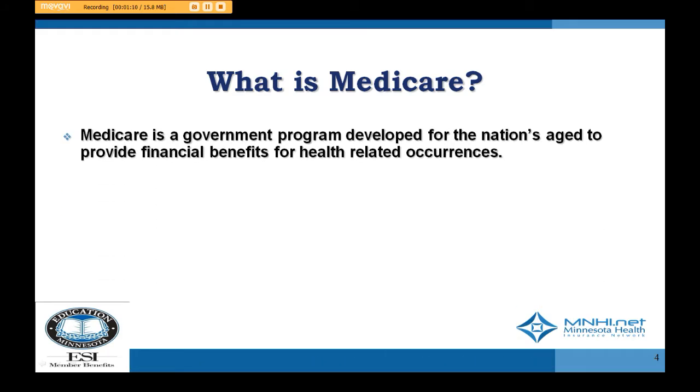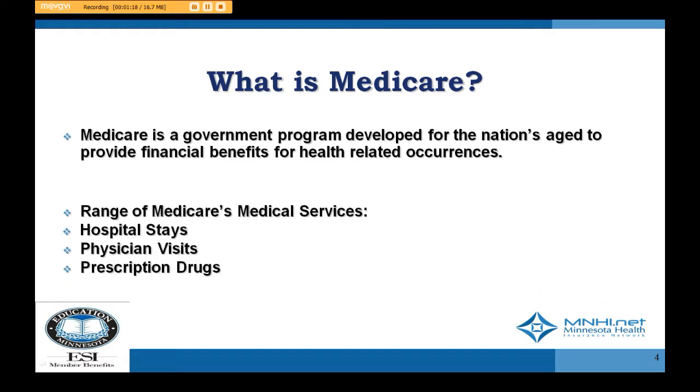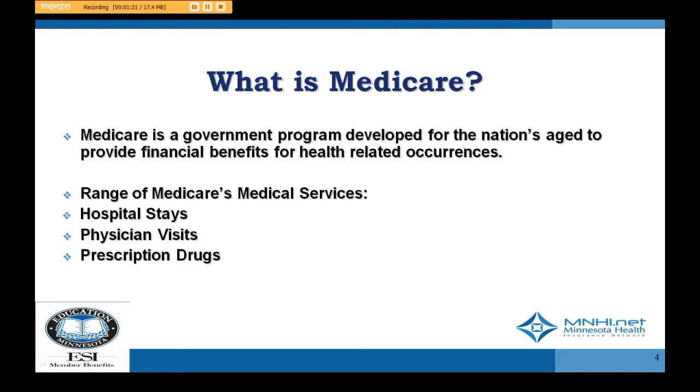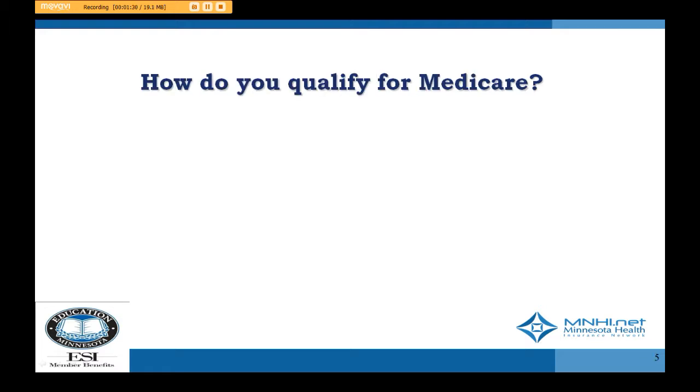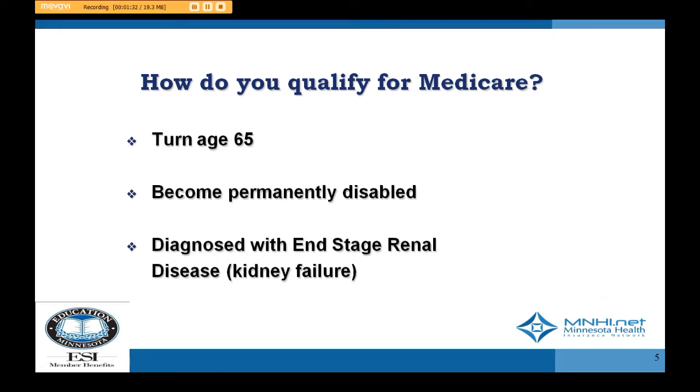So what is Medicare? Medicare is a government program developed for the nation's aged to provide financial benefits for health-related occurrences. There is a range of Medicare's medical services, which will be your hospital stays, physician visits, some prescription drugs, and many other services. So how do you qualify for Medicare? The most common one is going to be turning 65. There are also some other ways, which is becoming permanently disabled or being diagnosed with end-stage renal disease, also known as kidney failure.